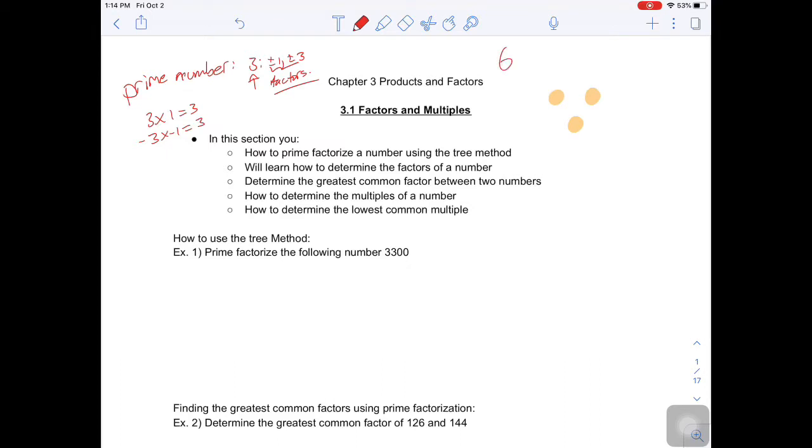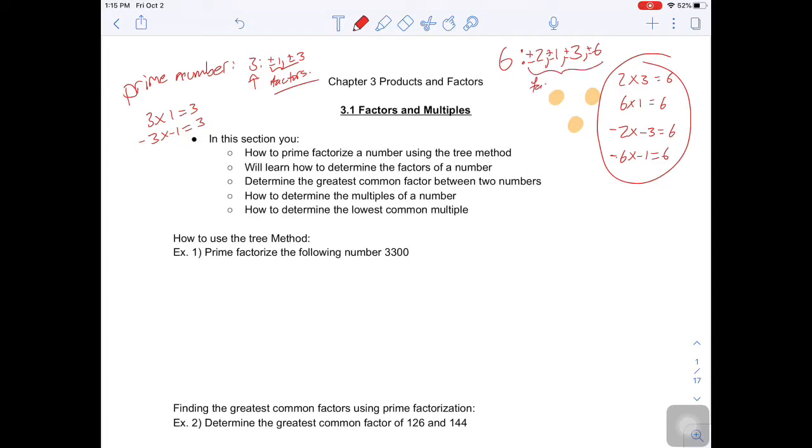Whereas 6, its factors are going to be 2, 1, 3, and 6, right? 2 times 3 equals 6. 6 times 1 equals 6, and so on and so forth. You could also use the negative values, so negative 2 times negative 3 equals 6. Negative 6 times negative 1 equals 6. That's why we usually put positives and negatives here, as you can see. So these are all the factors of 6.